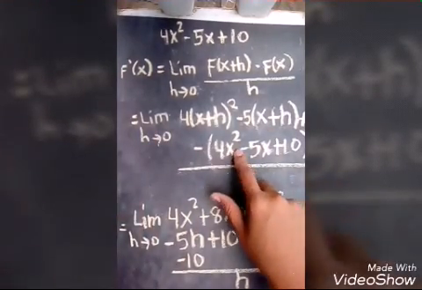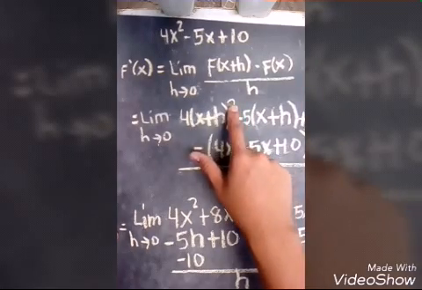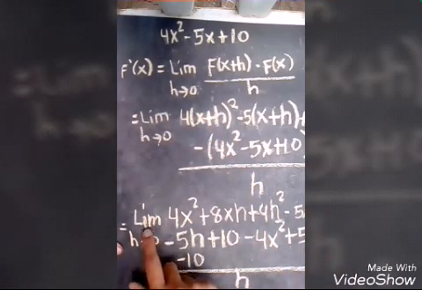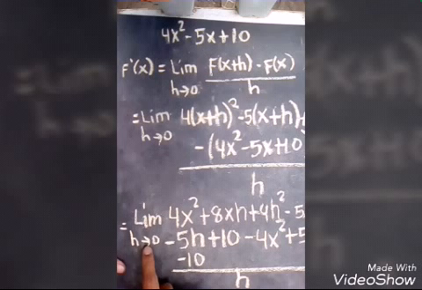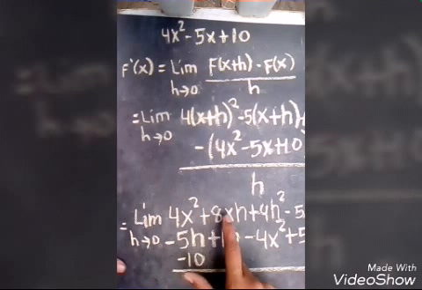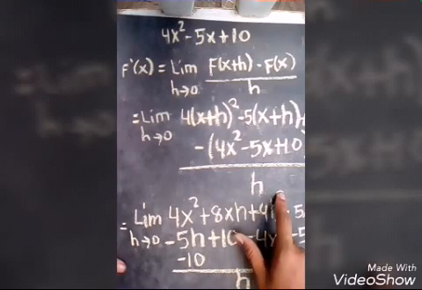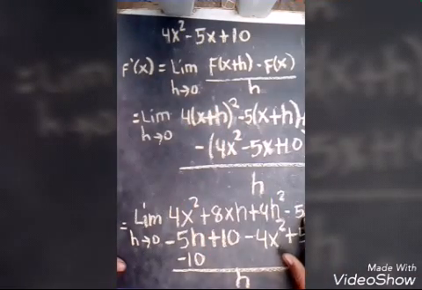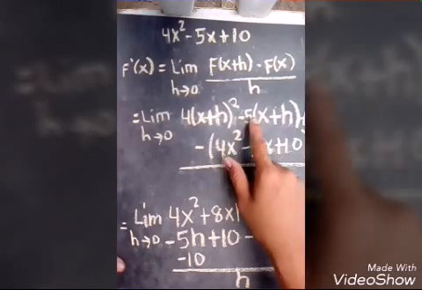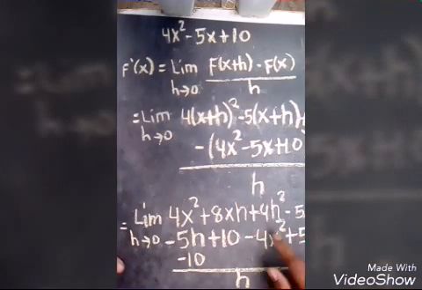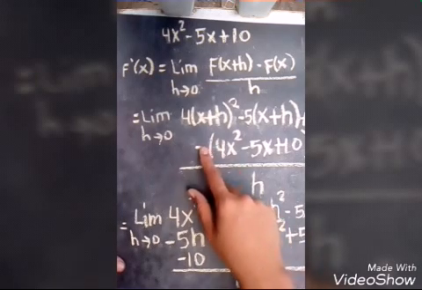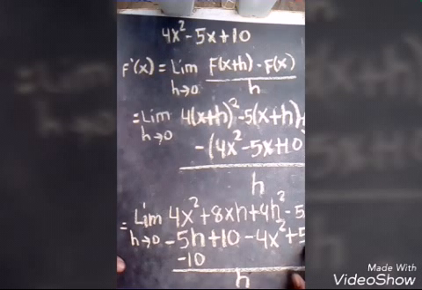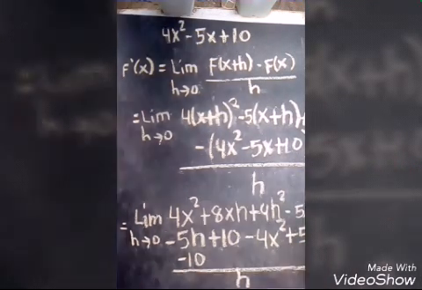Then after this, we need to distribute first the exponent, then the constant. So this will look like this: limit of h approaches 0, 4x squared plus 8xh plus 4h squared for these variables, then minus 5x minus 5h, these variables, plus 10. This would be negative 4x squared, positive 5x, negative 10, over h.